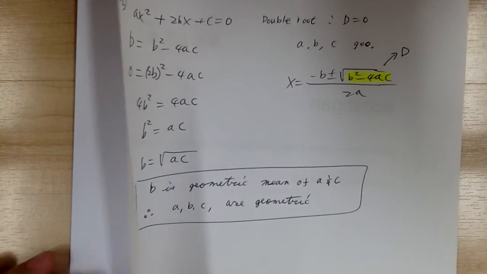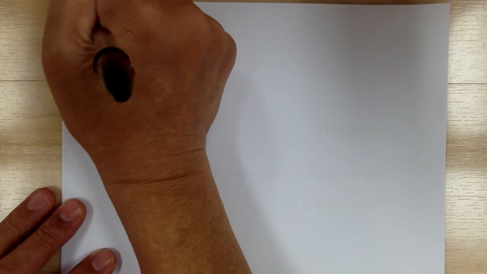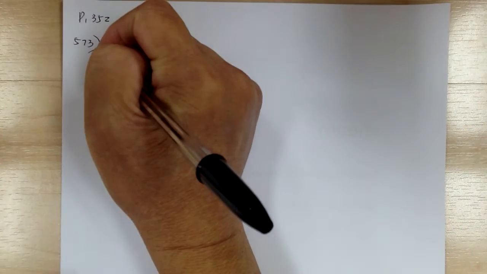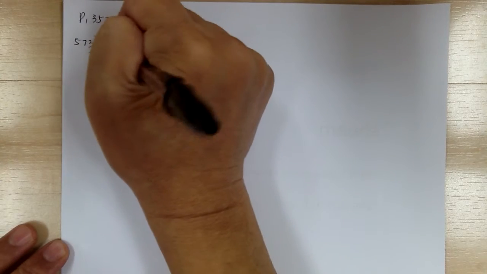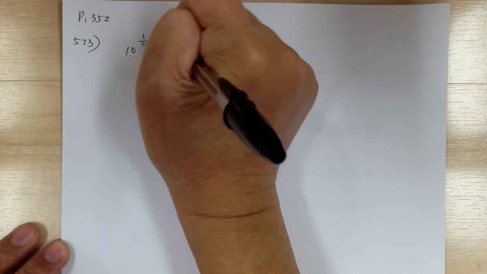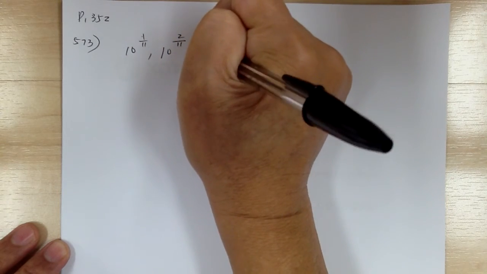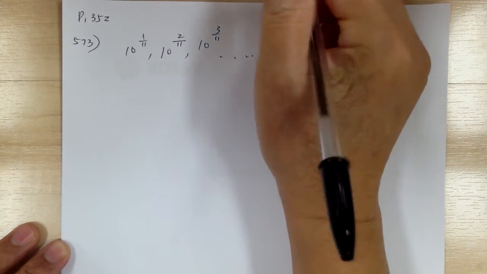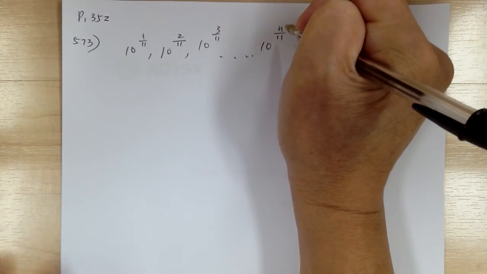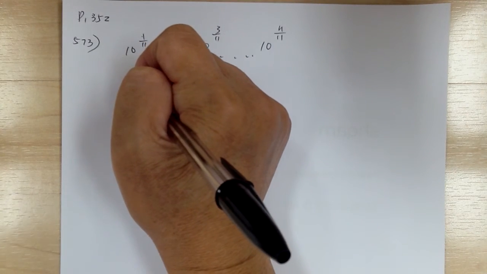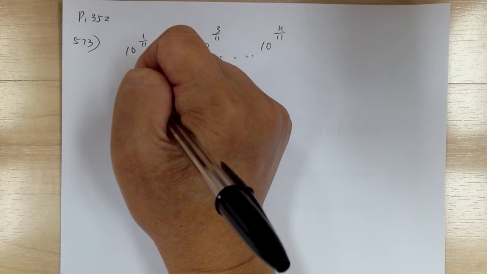Okay, let's go to the next one. So you have 10 to the 1 over 11th power, 10 to the 2 over 11th power, 10 to the 3 over 11th power, all the way to 10 to the n over 11th power. What is the smallest value of n such that the product of the n number of terms of this sequence is greater than 100,000?